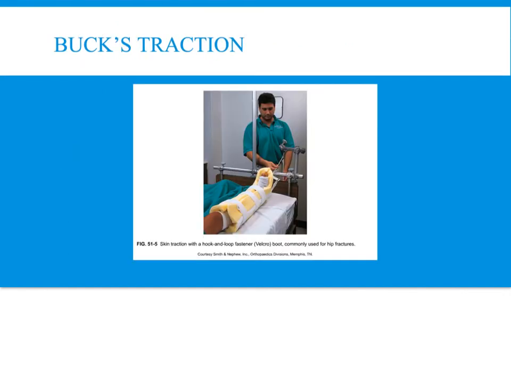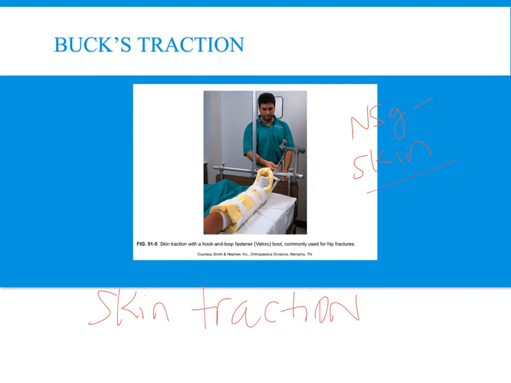Here's a picture of Buck's traction, which I said is skin traction. So that means that there's just Velcro applied to this, and it's typically used for a hip fracture, and it helps to realign the hip and to decrease any muscle spasm. So with this, your nursing care is monitoring the patient's skin, because it is skin traction. And once we've hooked him up like this, there's weights. So what he's got down here probably is the weights.